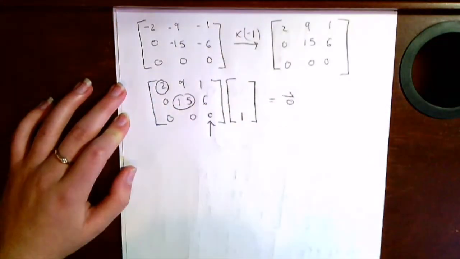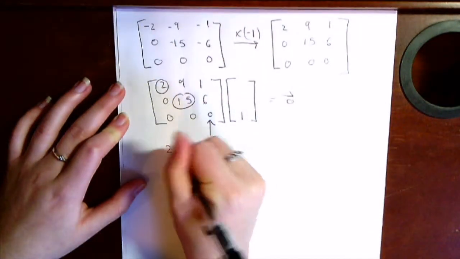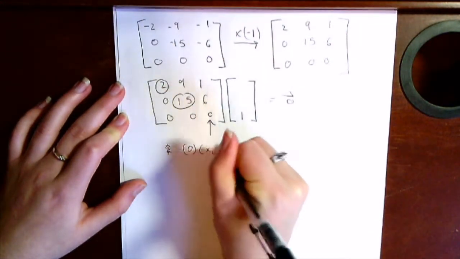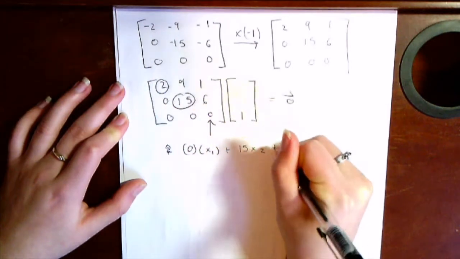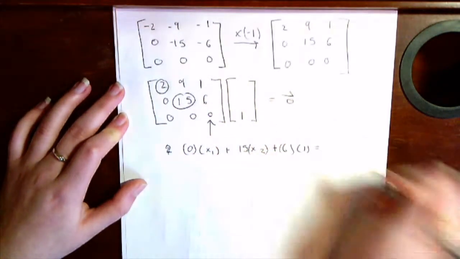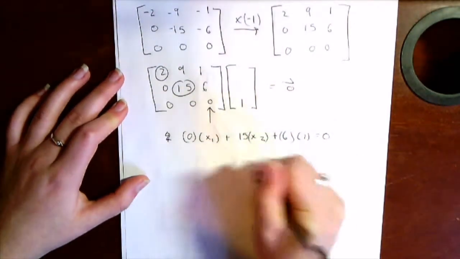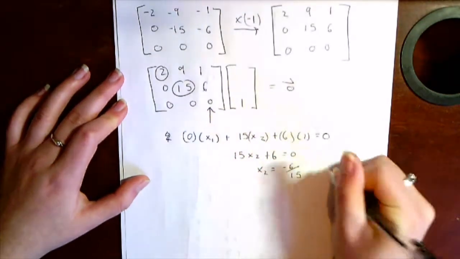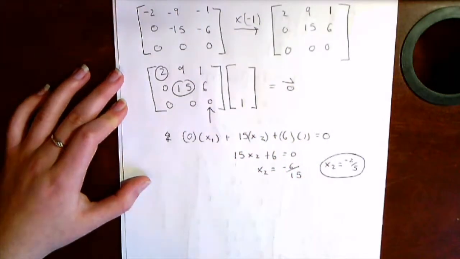The second component is found by thinking of what would need to be multiplied to 15, so it adds to 6 to result in 0. You can also set up a simple algebra problem. 0 times x1 plus 15 times x2 plus 6 equals 0. Solve for x2 and get negative 6 over 15, which reduces to negative 2/5.